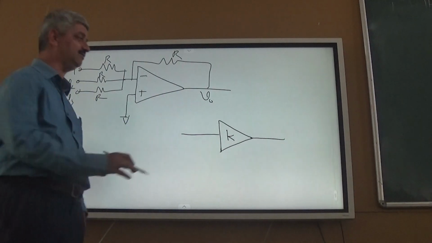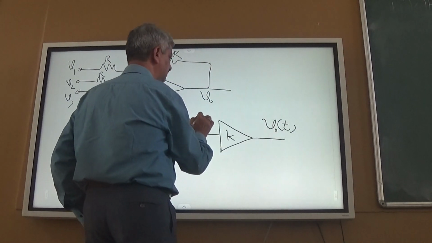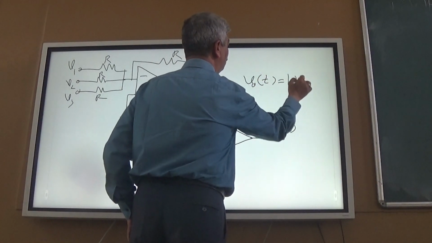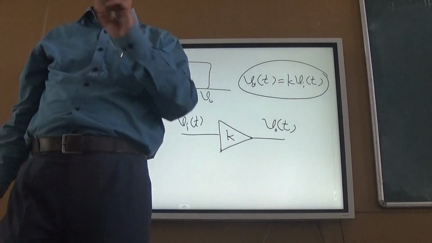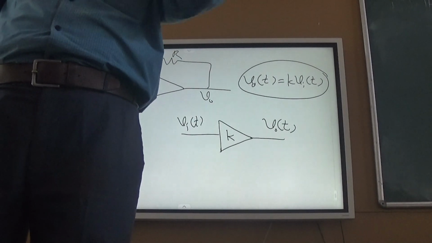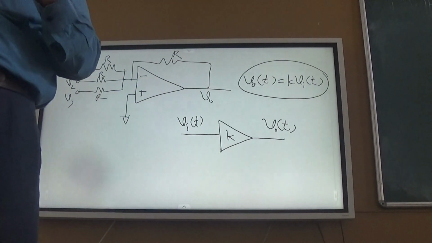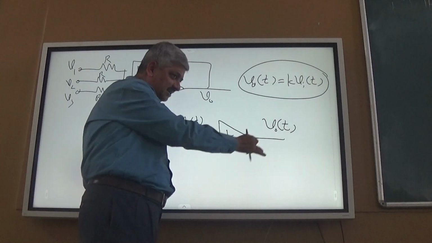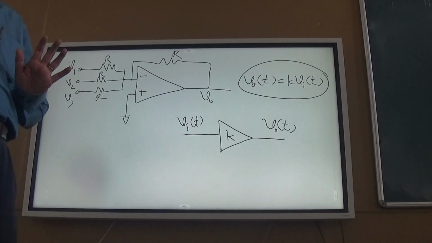What is VOT? VOT is equal to K into V in T, where K can be any real number including 0, -1, -2, -0.5, plus 10, plus 100, -50, anything, right? Is it clear? So this is a circuit which consists of operational amplifiers. So the net gain is K. Is it right? Is it okay?